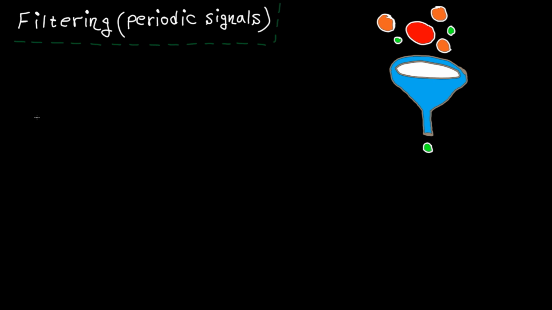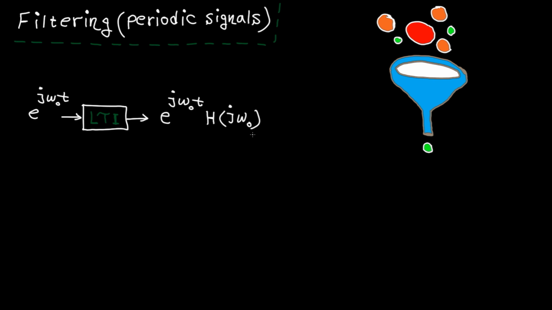As we learned in the last lecture, when a complex exponential function with the frequency of omega naught goes through an LTI system, the output is basically the same function multiplied by H, or frequency response, at the frequency of omega naught. Also, we learned that H(j omega naught), or in general H(j omega), is equal to this integral.